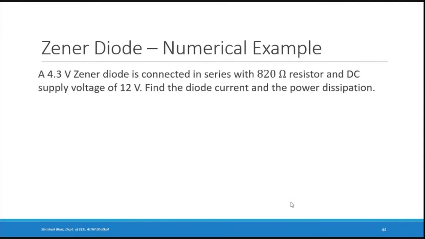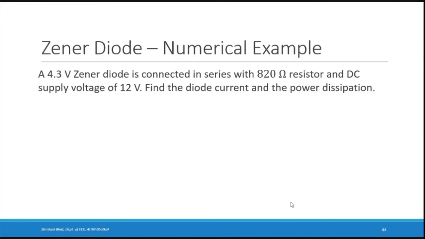So you can take one example, a numerical example involving a Zener diode. A 4.3 volt Zener diode is connected in series with an 820 ohm resistor and a DC supply voltage of 12 volts. You are asked to find the diode current and the power dissipation.